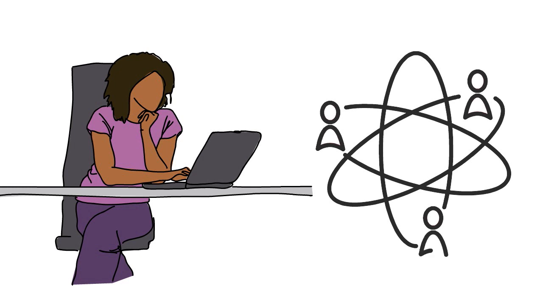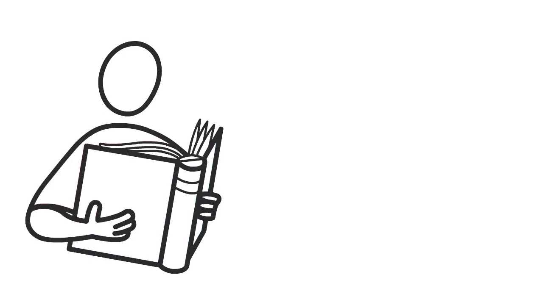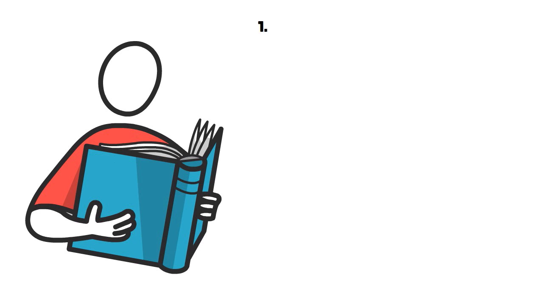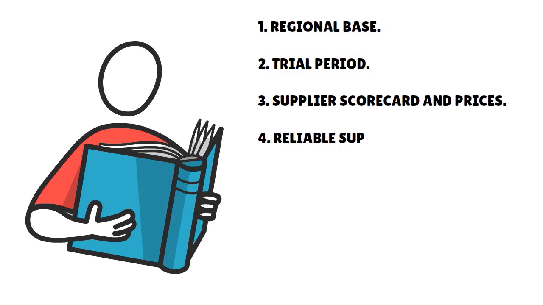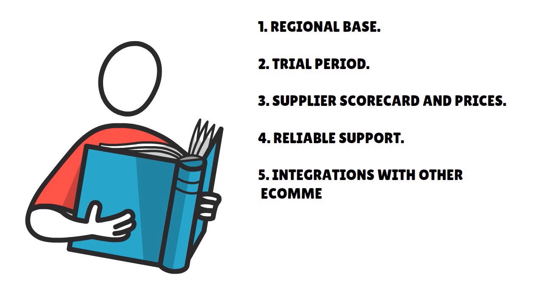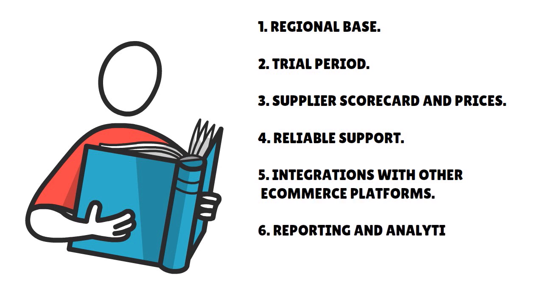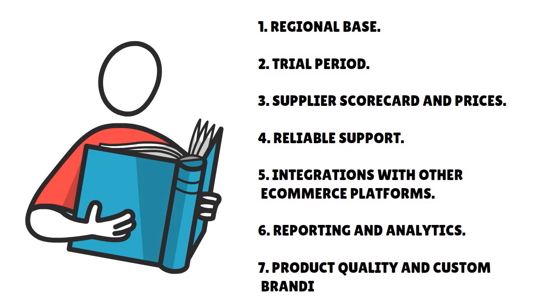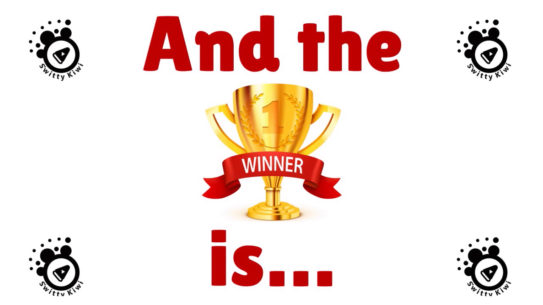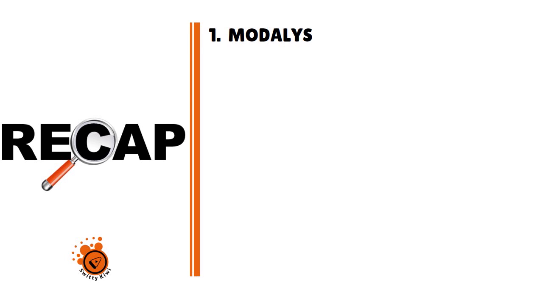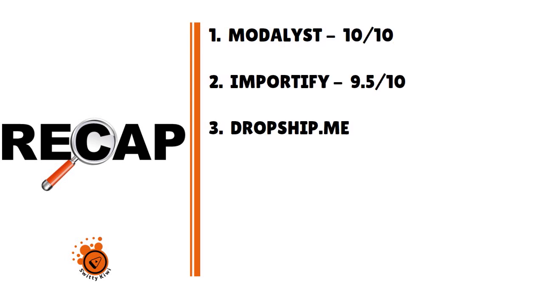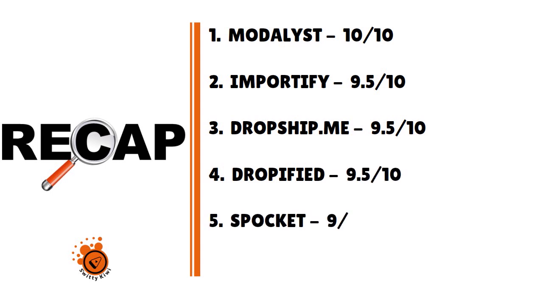So as I told you earlier, there is a proven methodology you need to follow to evaluate the dropshipping supplier you want to choose. Things like original base, trial period, supplier scorecard and prices, reliable support, integrations with other e-commerce platforms, reporting and analytics, and the product quality and the custom branding. So based on our analysis, our pick is Modalyst. We have scored Modalyst 10 over 10. Importify, 9.5 over 10. DropshipMe, 9.5 over 10. Dropified, 9.5 over 10. Spocket, 9 over 10. And Syncee, 9 over 10.